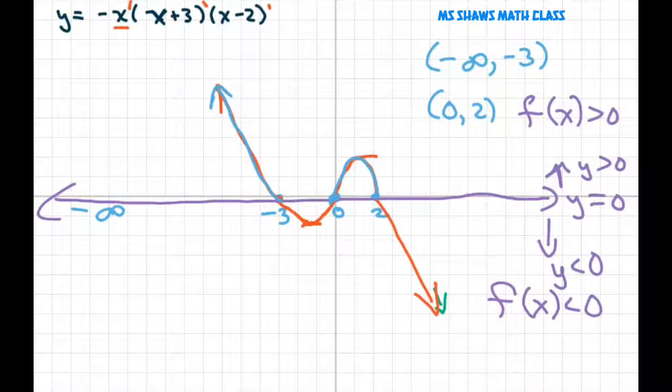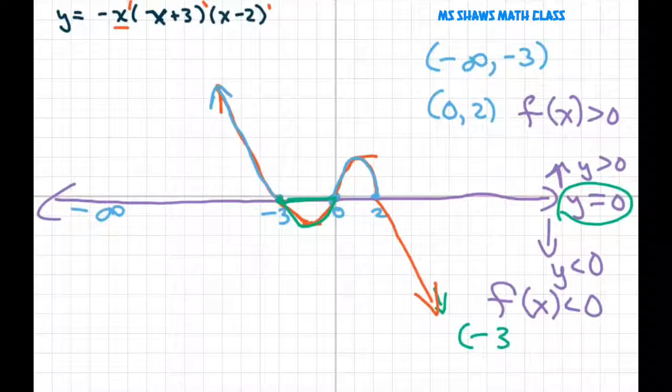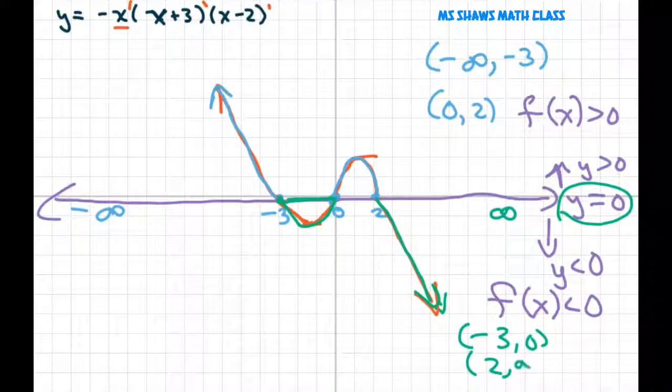And where is it negative? Below the y equals 0. That's going to be from negative 3 to 0, this portion. And also this piece, which is 2 to infinity. And we also stated we have at most 2 turning points. So we have exactly 2 turning points there.